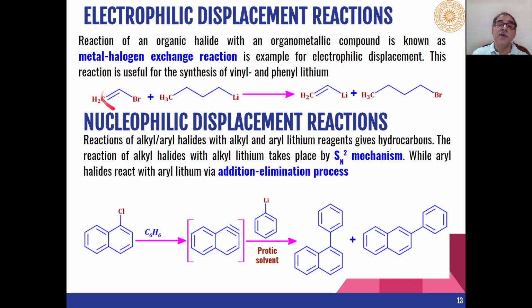So vinyl bromide can be transformed into vinyl lithium in this metal halogen exchange reaction, and otherwise it is very difficult to prepare these types of vinyl lithium compounds. But through this metal halogen exchange reaction, we can easily prepare these types of vinyl lithium compounds, which are very useful in organic synthesis.